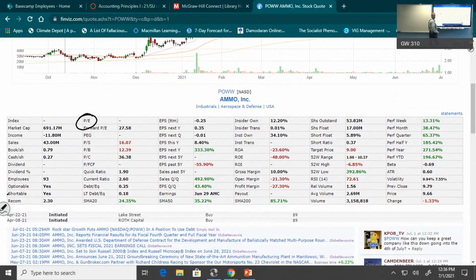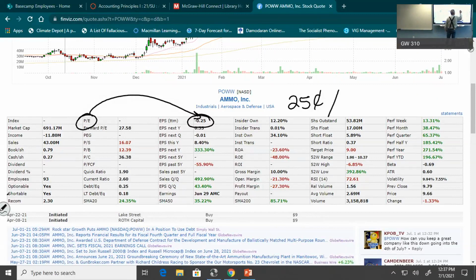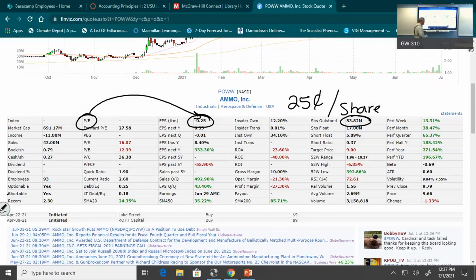So look at here. They have no price per earnings. Why? Well, they lost money last quarter, and the new information isn't up yet. But they lost money last quarter, which is deeply concerning. They lost 25 cents per share. So for every share, 53.82 million shares of that stock, certificates that you can own a piece of this company, for every share outstanding, they lost a quarter, or 0.25. That's bad. If you do the math, that ends up being $11.8 million that they lost on that quarter.